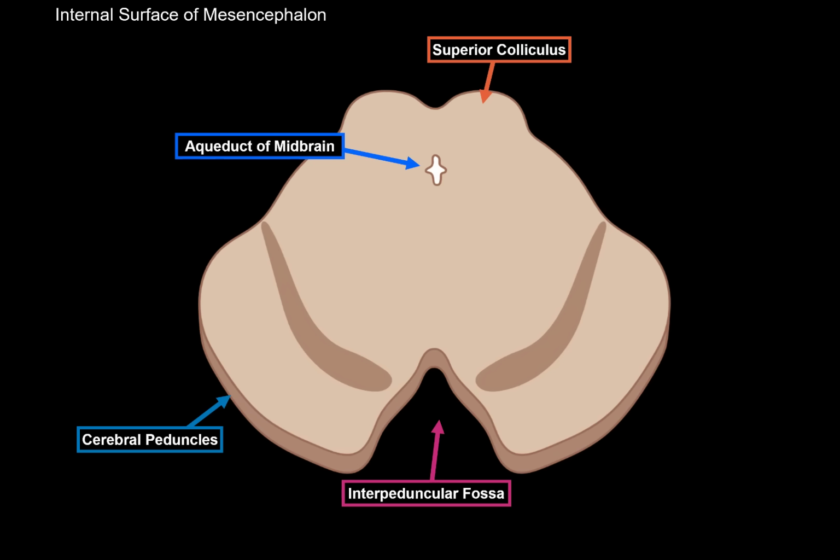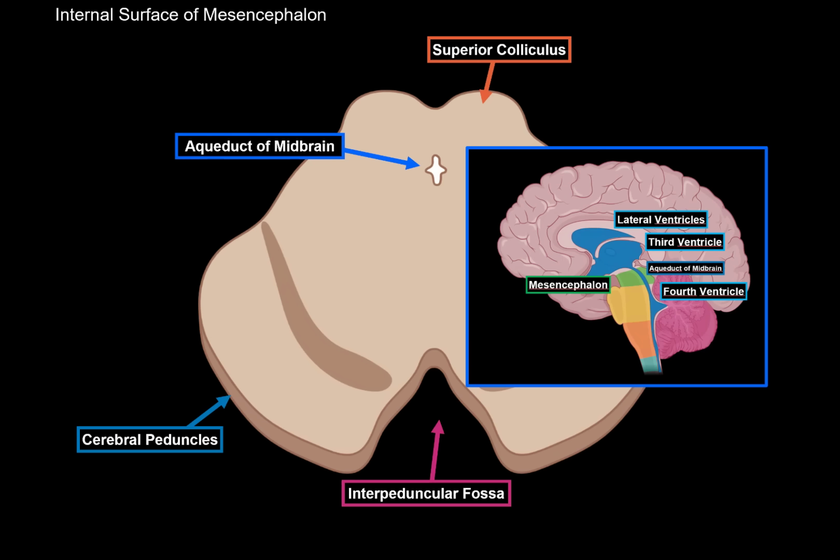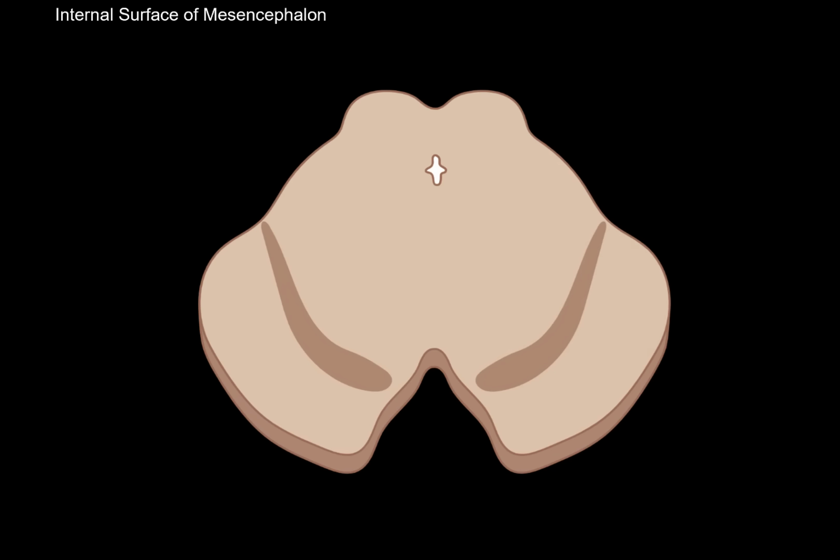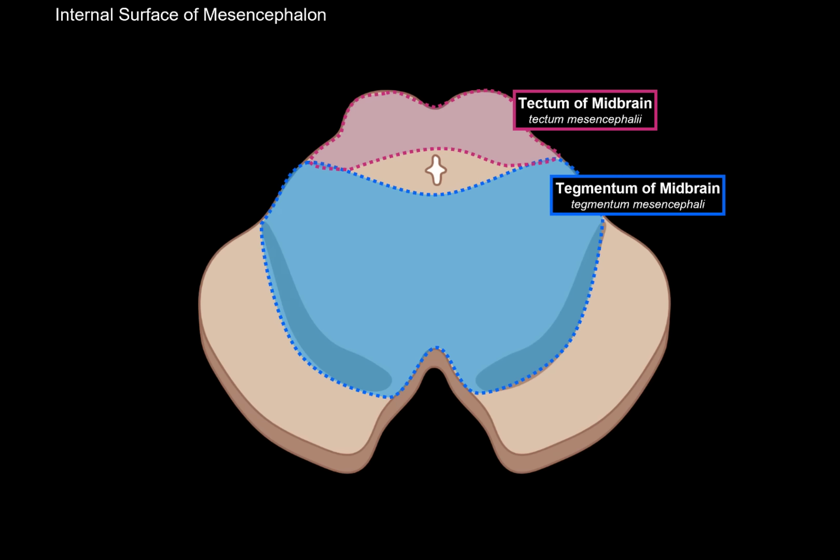there's the aqueduct of the midbrain, which remember is a part of the ventricular system, connecting the third ventricle with the fourth ventricle. So, the internal surface of the midbrain can be divided into 3 regions. First is the tectum of the midbrain, which contain the colliculi. Then there's the tegmentum of the midbrain in the middle, and then the cerebral peduncles.